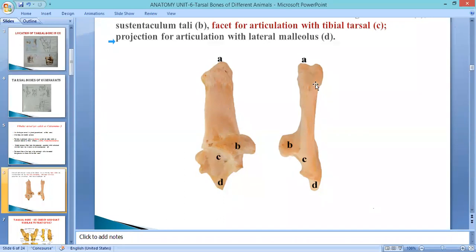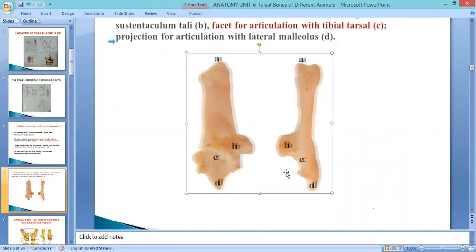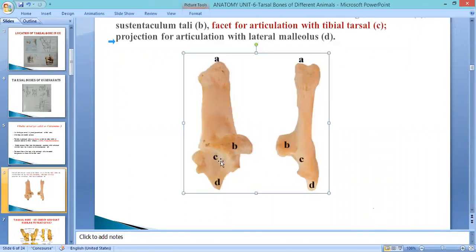This is the lateral surface and this is the medial surface. This is the lateral surface, and this is the medial surface.